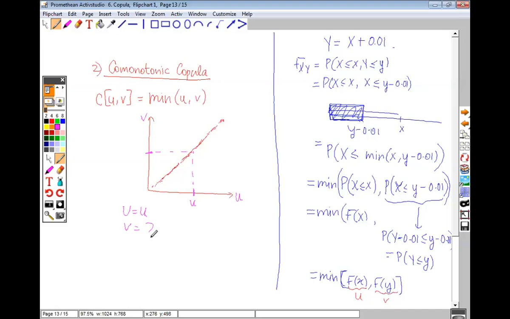So if I'm looking at the comonotonic copula, what do you guys think the value of my v will be in terms of u if my random variable u takes a value small u? Anyone? Are you guys thinking about it?